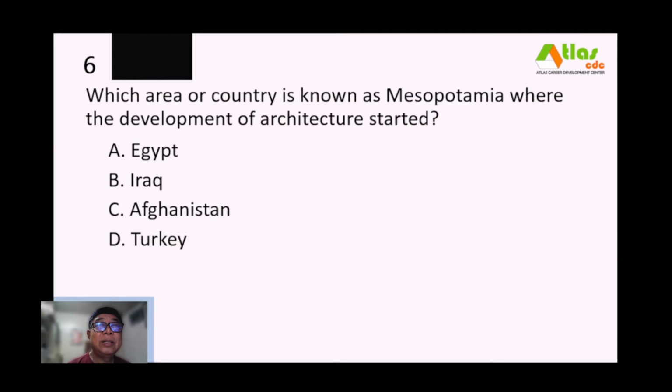Question number 6. Which area or country is known as Mesopotamia, where the development of architecture started? A. Egypt, B. Iraq, C. Afghanistan, and D. Turkey.